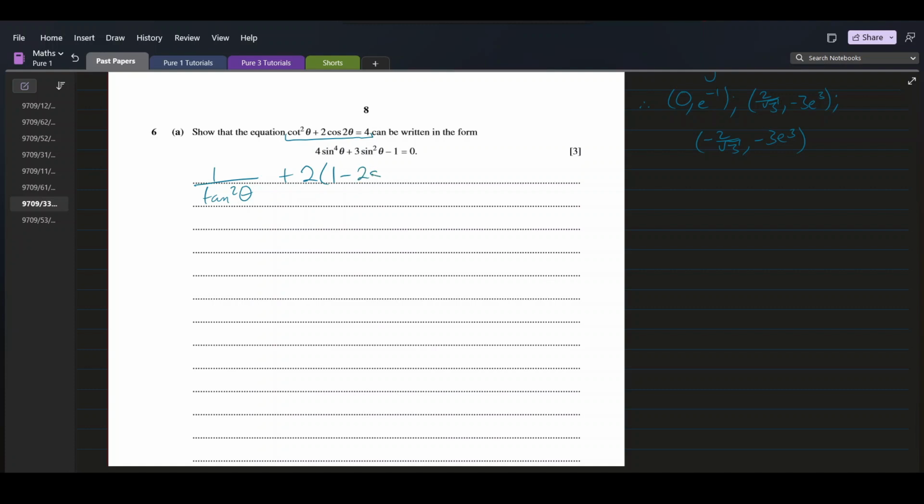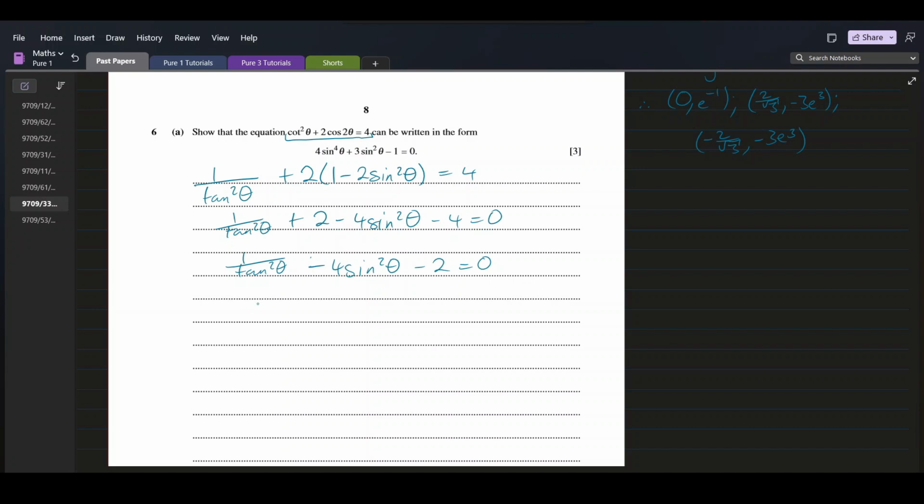So that's 1 minus 2 sine squared theta, and this is all equal to 4. Let's first expand this. 1 over tan squared theta plus 2 minus 4 sine squared theta. Let's bring the 4 to this side, so that's minus 4 is equal to 0. So we've got 1 over tan squared theta minus 4 sine squared theta minus 2 is equal to 0.